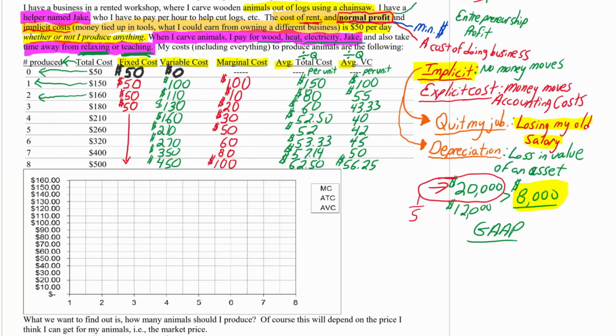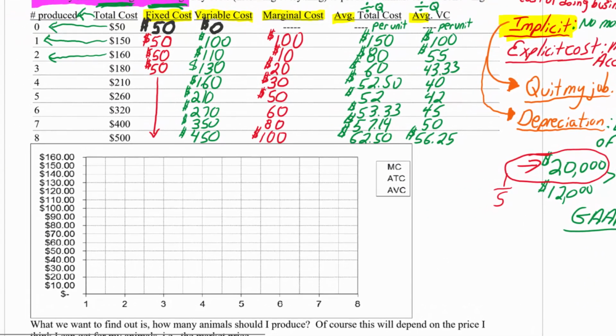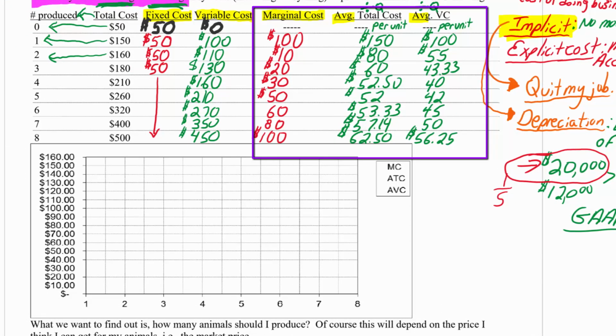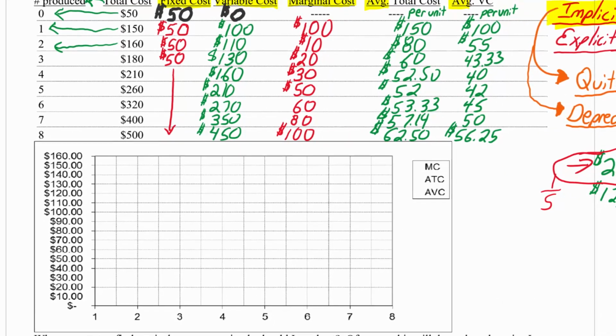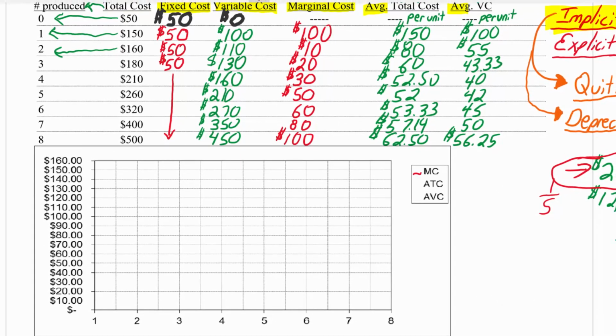It's going to be very common to graph these last 3 columns, the marginal cost, the average total cost, and the average variable cost, because those are ones that really help us with deciding what we should do as a business. So let's graph these really quickly, starting with the marginal cost. I'll do in red here.